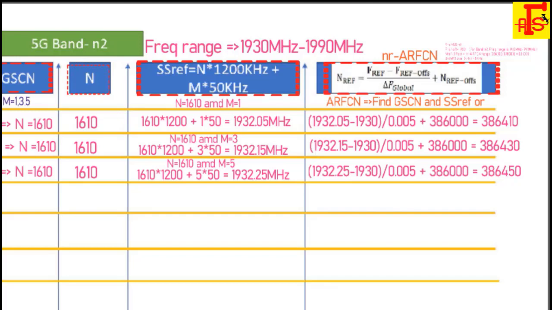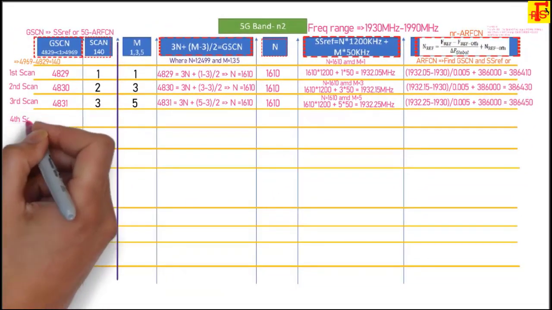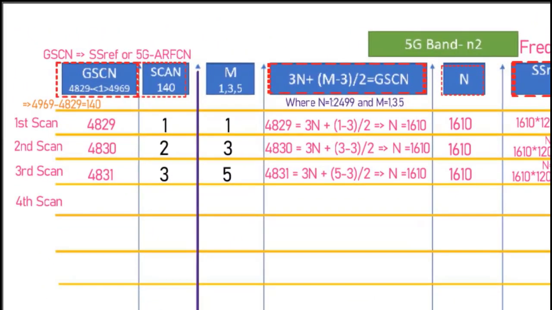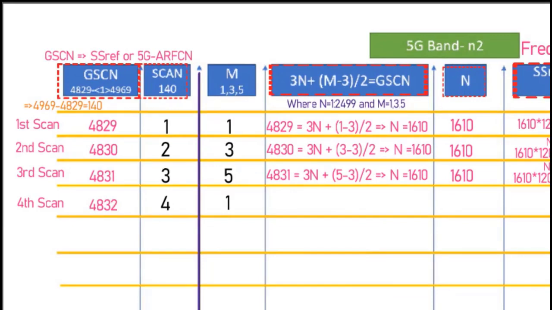So this is the third scan. So in third scan also SSB is not located. So again it will go for the fourth scan. The fourth scan GSN value is 4832. In fourth scan, m value is again 1, because 1, 3, 5 is done, so again it will repeat from 1. So m value is 1.